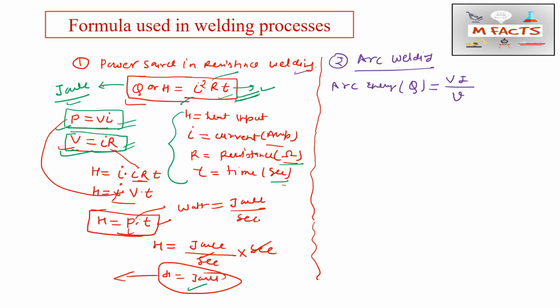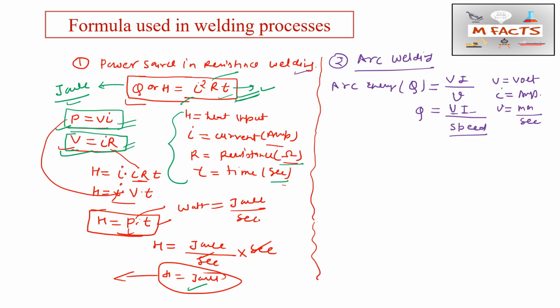This is small v, and to avoid confusion we can write it like that. This is welding speed or welding velocity. So we can write Q is equal to VI by v, where V is the voltage, I is the current, and v is the welding speed. The unit of V is volt, I is in amperes, so don't be confused. And velocity is basically length by time, that is per second.